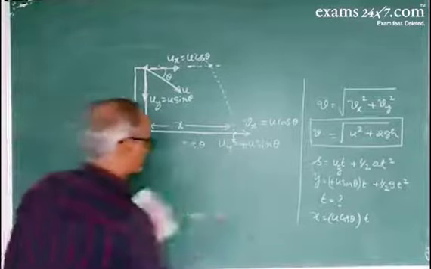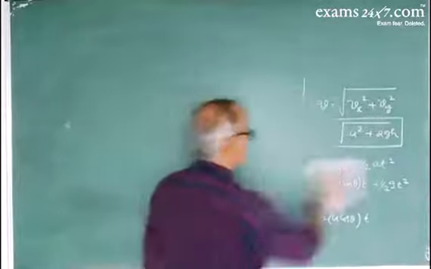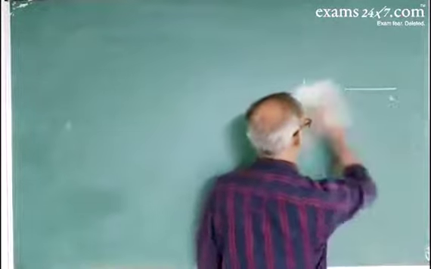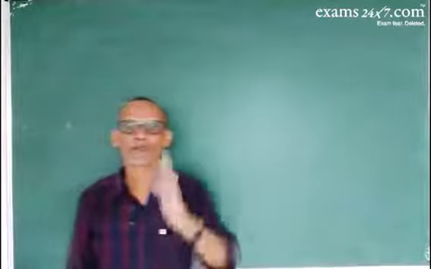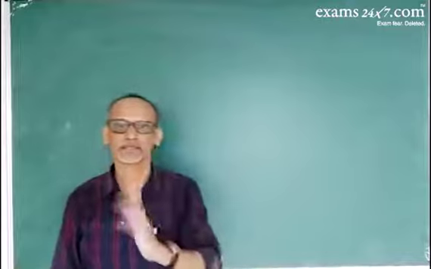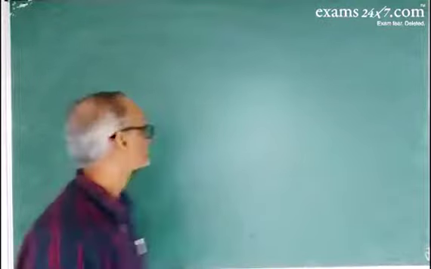For this you have to remember that in projectile motion, the nature of motion of the projectile along the vertical is uniform acceleration, and along the horizontal it is a uniform velocity.